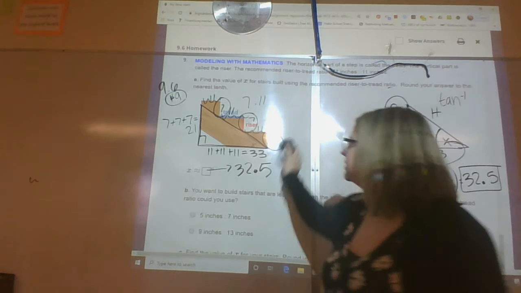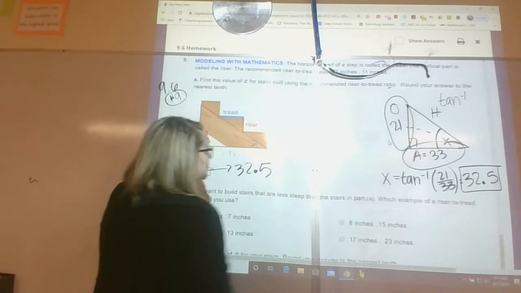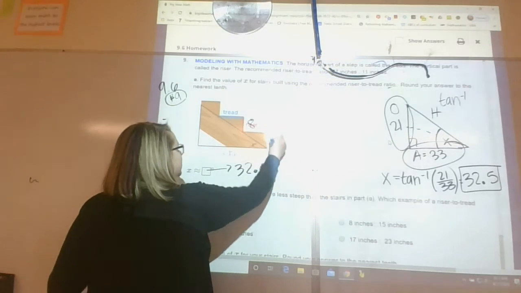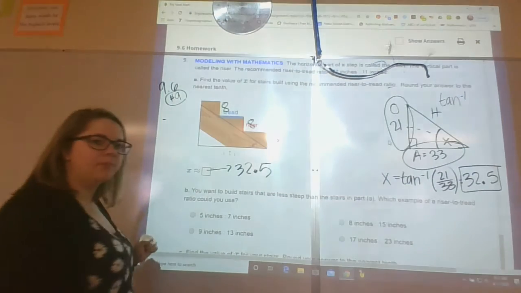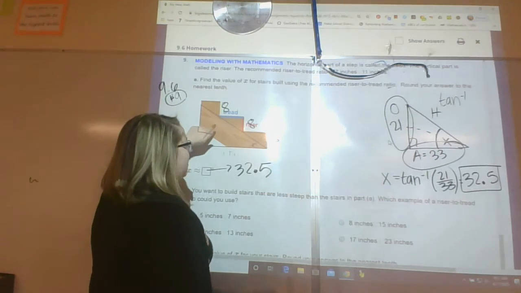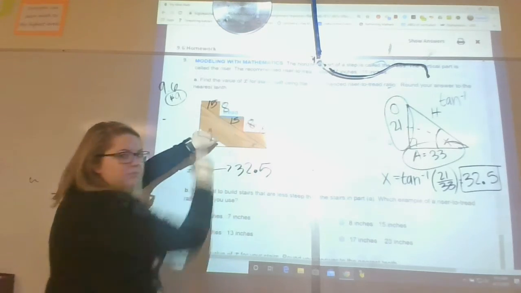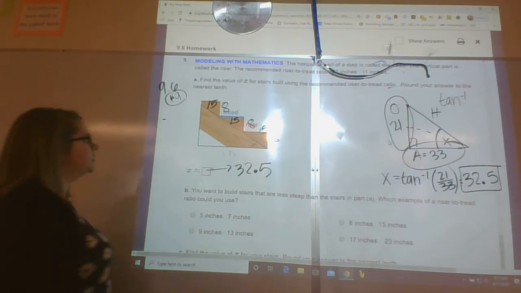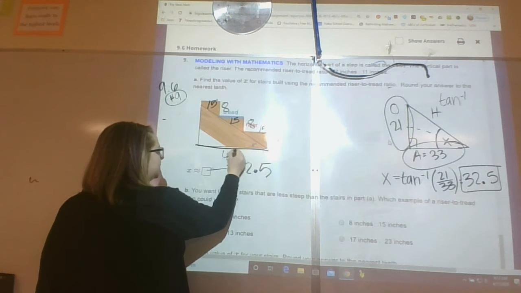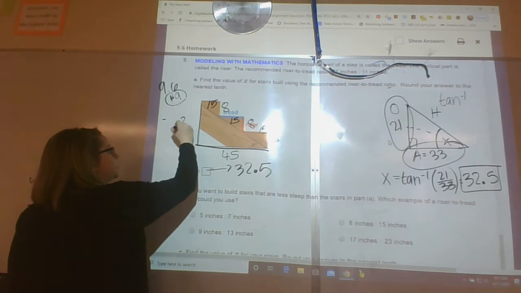That means on these stairs, instead of it being 7 inches tall, it is now 8 inches tall. So this is 8, this is 8, this is 8. And this length here, my tread, instead of it being 11, it's now 15. So 15, 15, 15. Now to get this length down here, I add 15 plus 15 plus 15, which is 45. And to get this height, I'm going to do 8 plus 8 plus 8, which is 24.